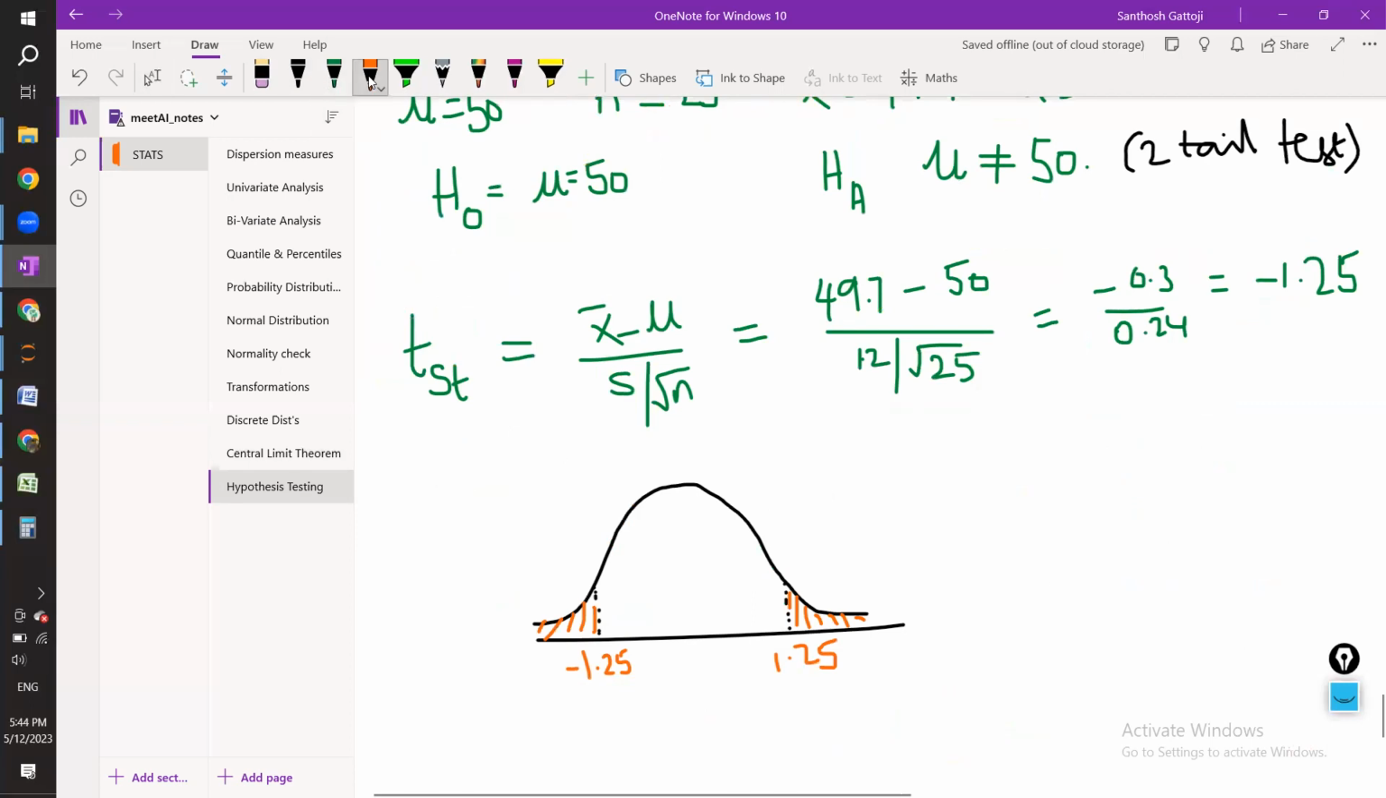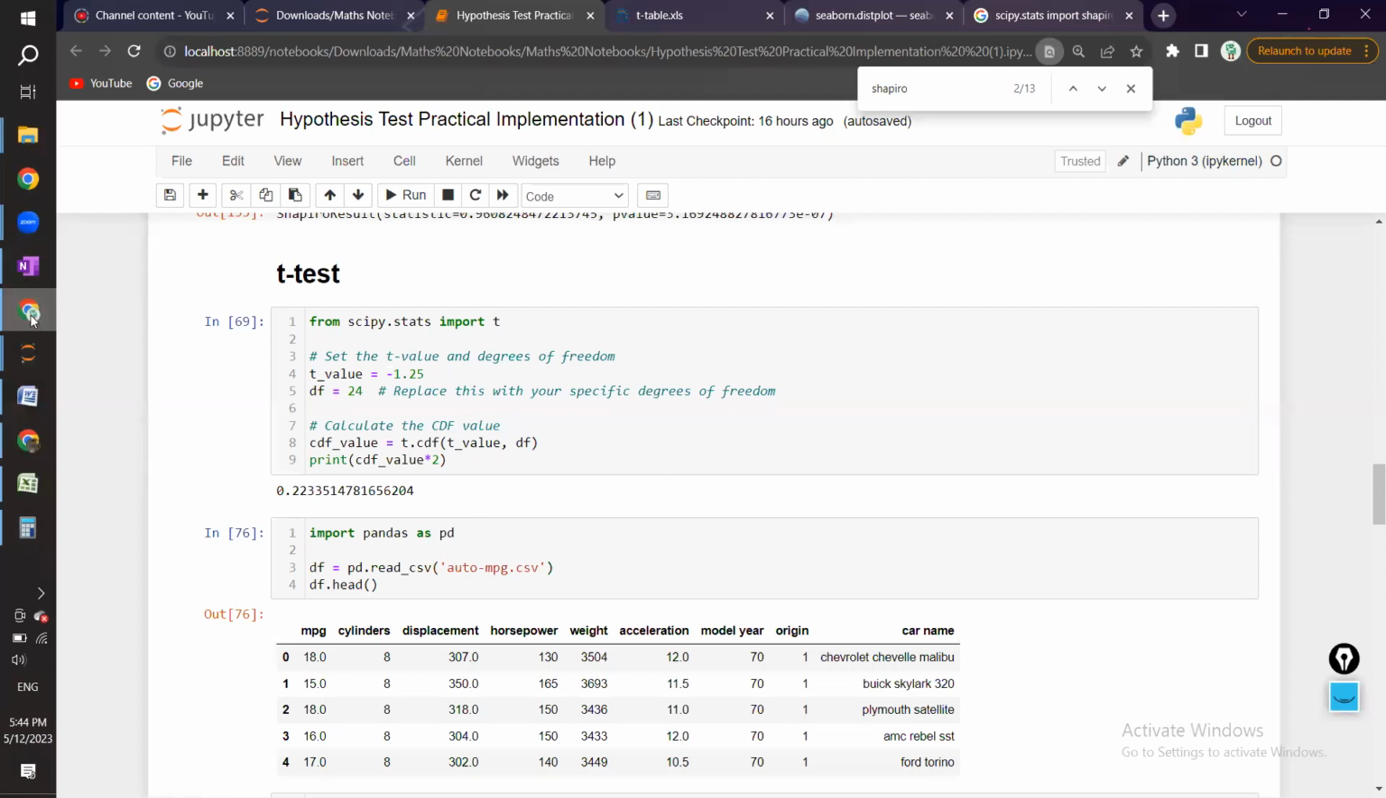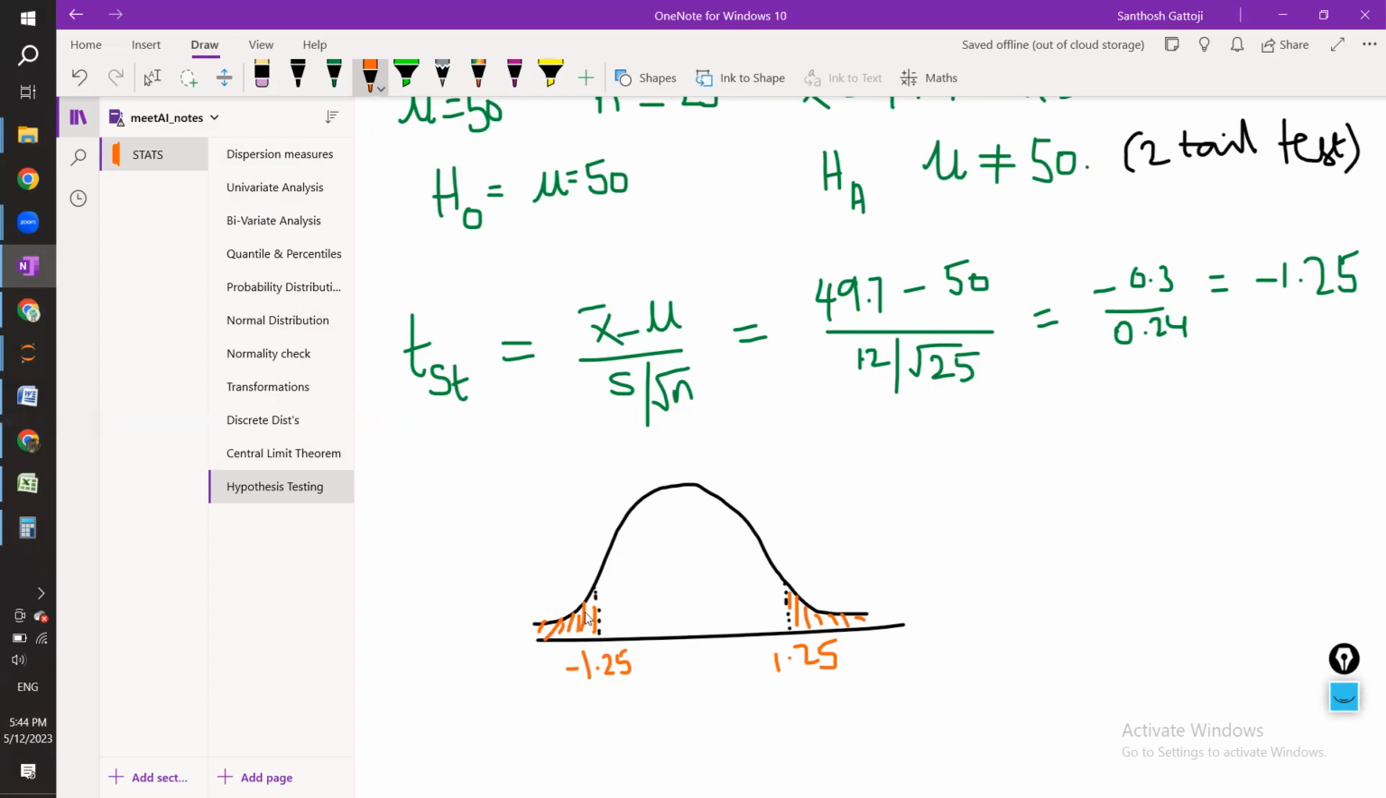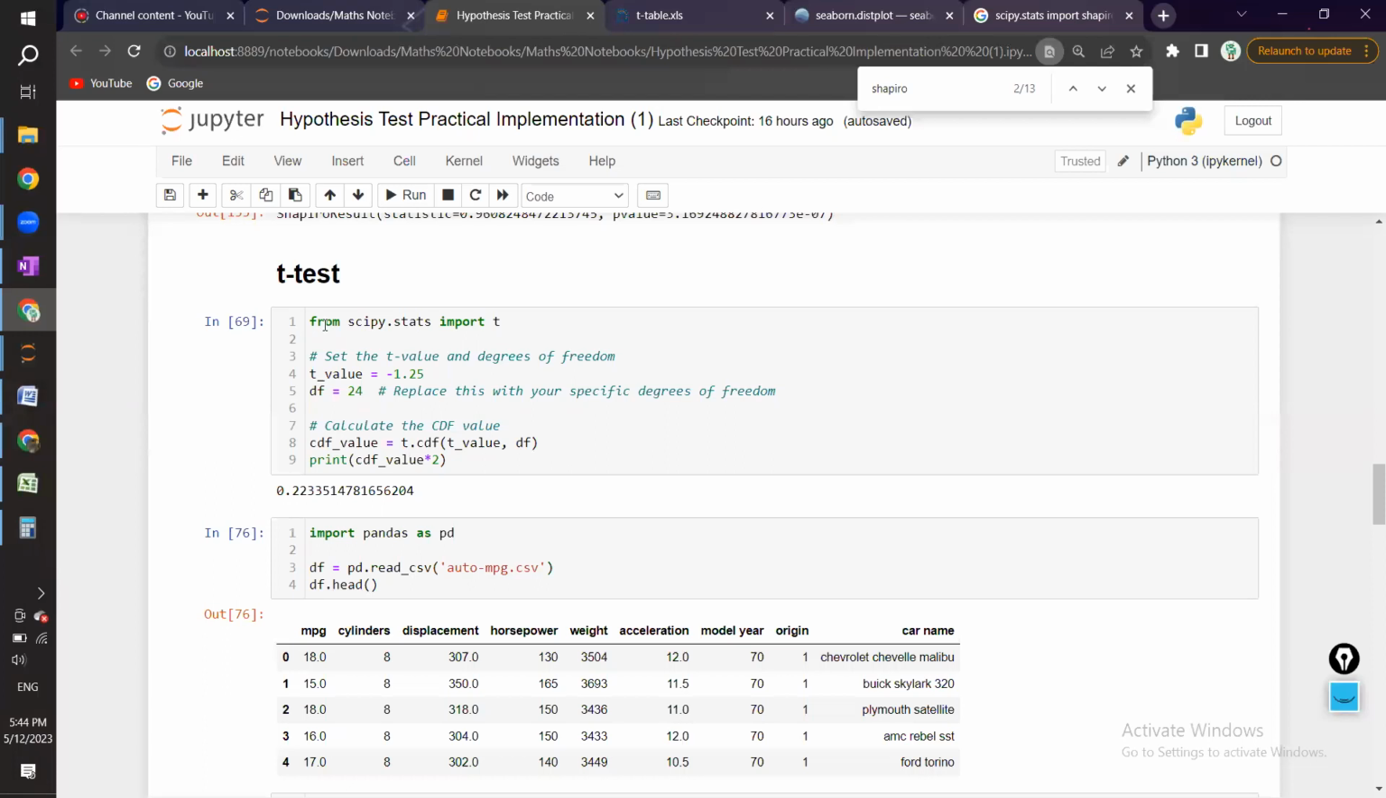Going back, now our job is to find out how much area it is occupying over here at a t statistic value of minus 1.25. So when you have minus 1.25, how much area is occupied? For that you can call CDF. If you consider a value and how much area is covered below, less than or equal to that value, that is called the CDF. To calculate the CDF, you can directly use from scipy.stats import t, and t.cdf can give you the value.